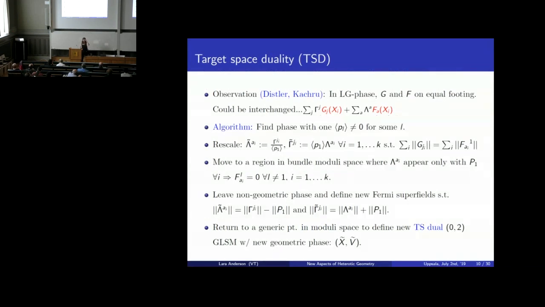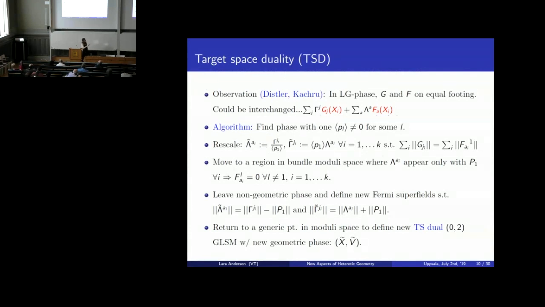So the observation from Distler and Kachru was that in a Landau-Ginzburg phase, where the form of the superpotential is as follows, these ingredients, these polynomials G and F, one of which in the geometric phase was defining the manifold, one of which was defining a vector bundle, are on pretty much equal footing in a non-geometric phase. So here, this is basically just labeling in the Landau-Ginzburg superpotential which one is which. So they said, hey, you can actually switch what you call them in the Landau-Ginzburg phase and then try and come out again into a geometric phase.